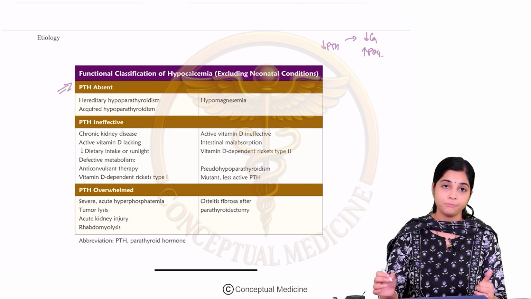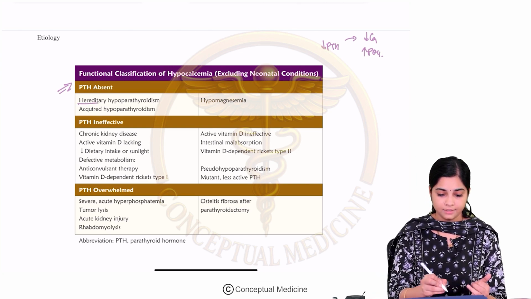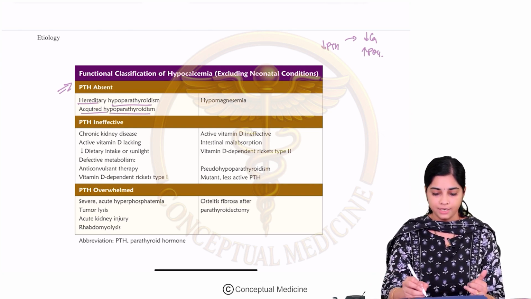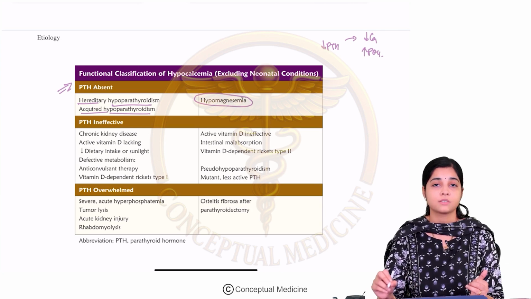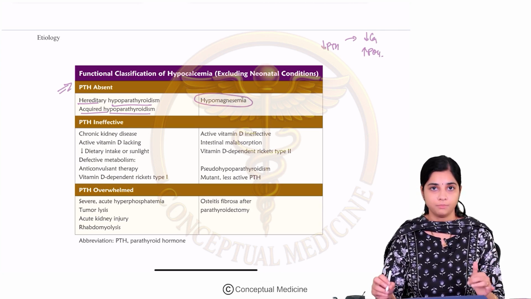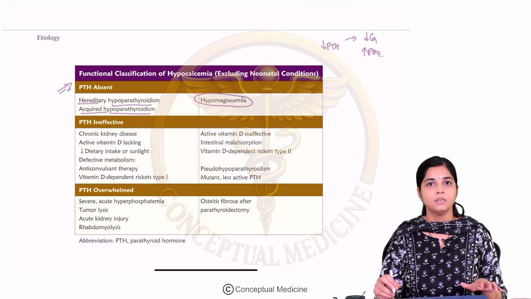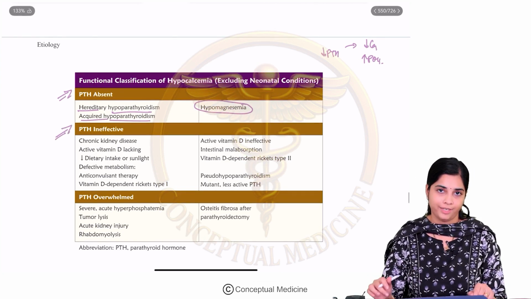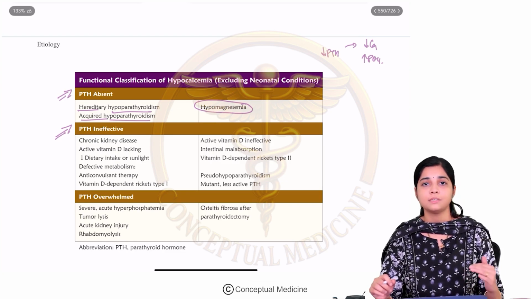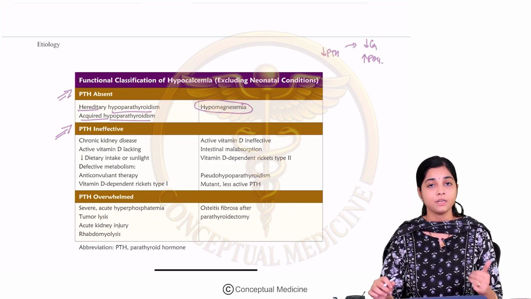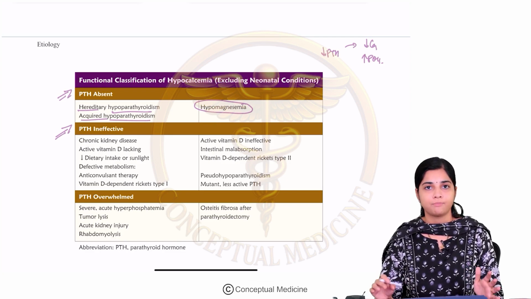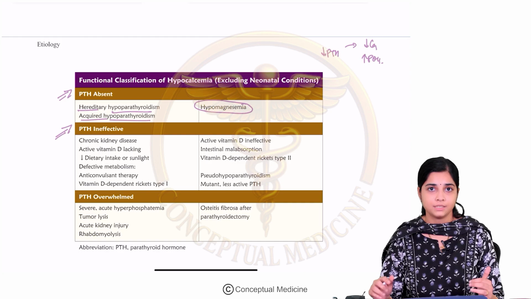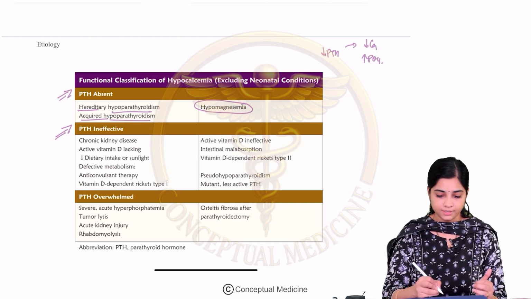So PTH is absent in your hereditary or acquired forms of hypoparathyroidism. Another very important element associated with hypocalcemia is magnesium. Magnesium deficiency can also cause hypocalcemia. Then PTH is ineffective. It's not that PTH is not being produced, but the action of PTH is not happening. There is resistance to PTH action. So this resistance to PTH action is seen in which conditions?